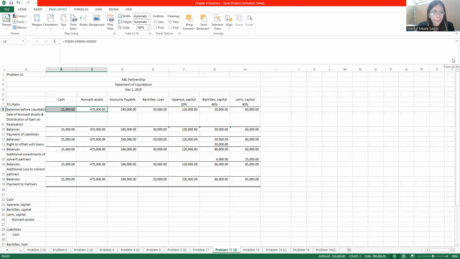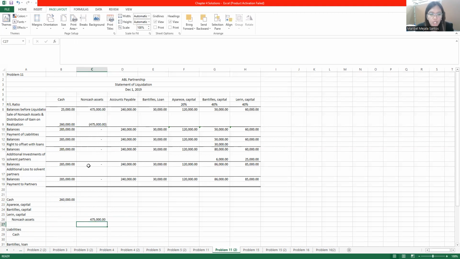Now let's solve. If it's sold for 260,000 pesos, let's debit cash for 260,000. The requirement is to prepare a statement of liquidation, but I prefer to prepare a statement of liquidation as well as the entries. If this is 260,000, then how much will the loss be? The book value is 475,000, so we have a loss of 215,000.